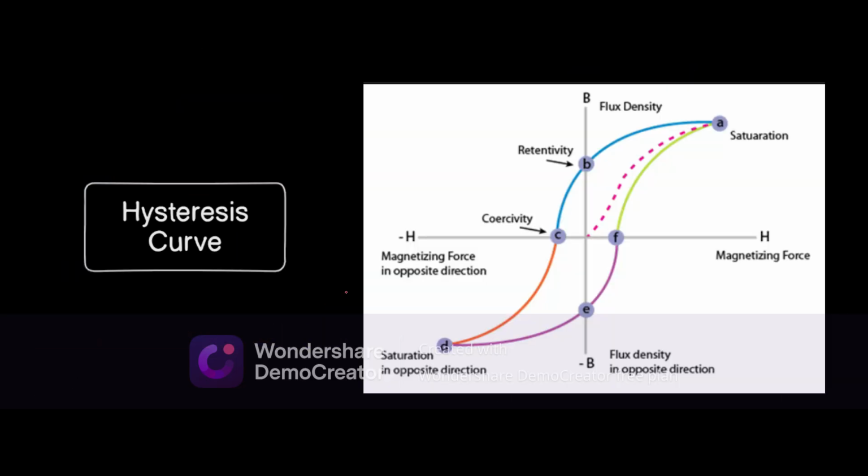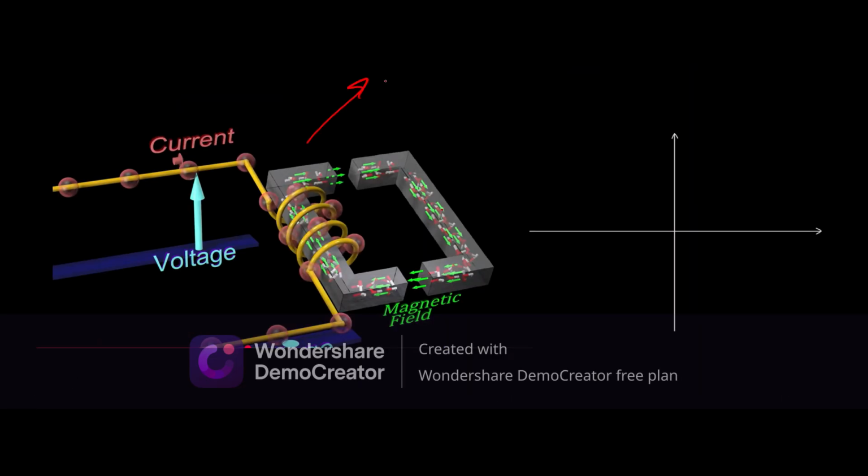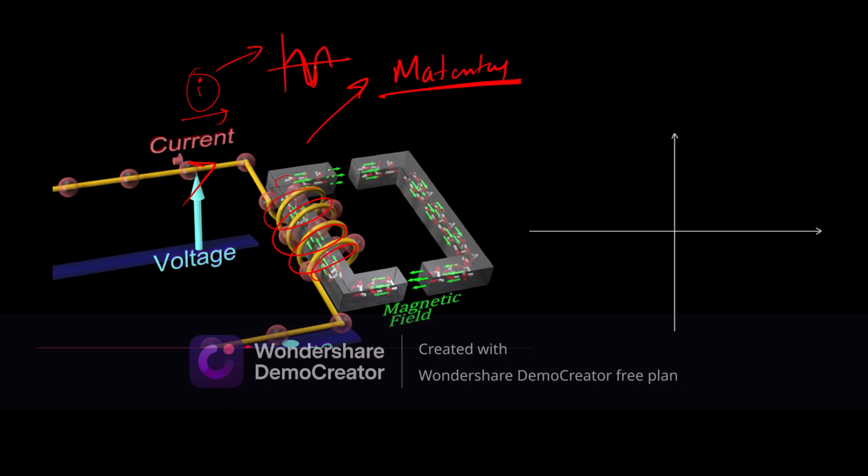So first, let's get started with the hysteresis curve. For example, we have a material, and in this material we are passing current. In this coil, which is completely surrounded on this material, we are passing a current I, an AC current. As we know, a current carrying conductor produces a magnetic field around it. Similarly, this conductor which has a current produces a magnetic field around it. That magnetic field is known as H, the external magnetic field.